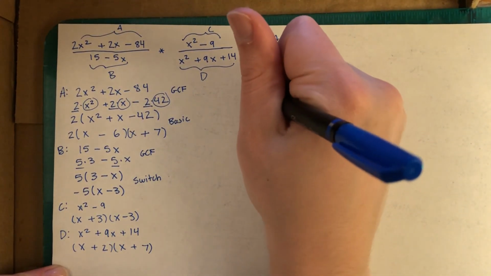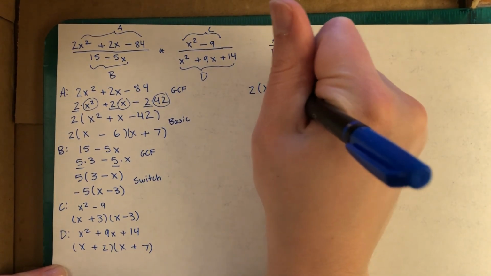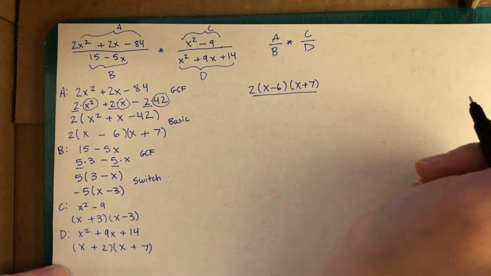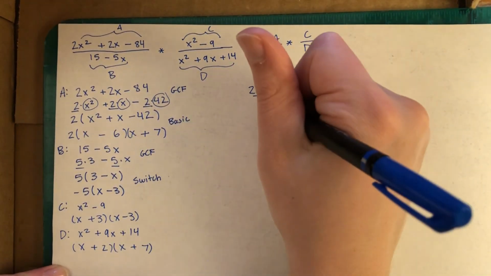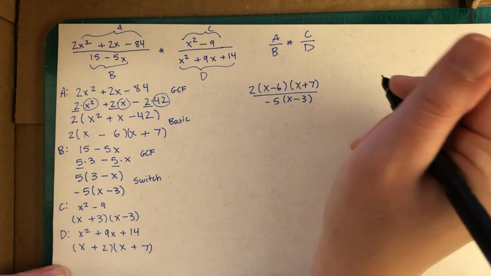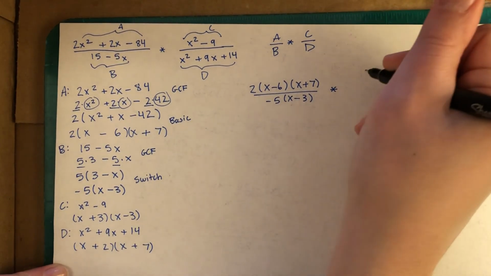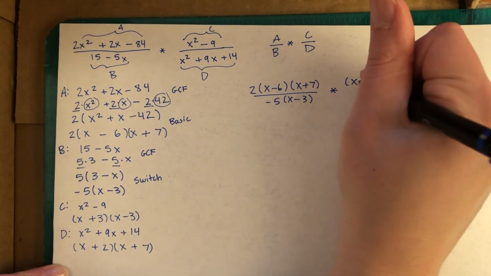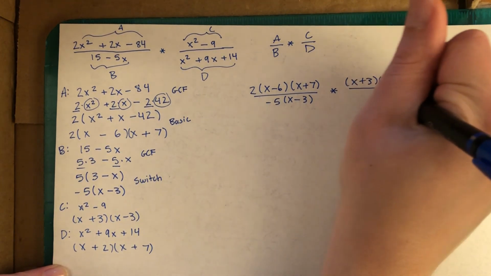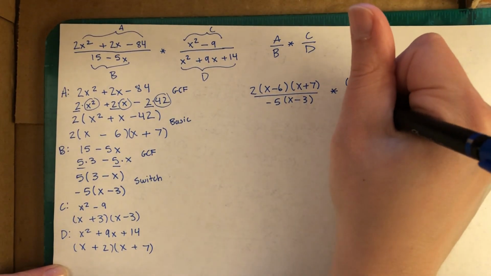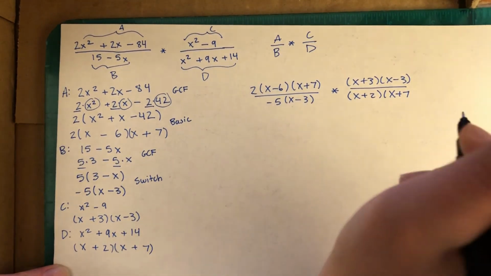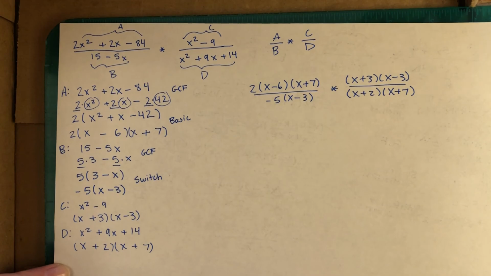So I'm going to write 2 times x minus 6 times x plus 7, over negative 5 times x minus 3, times x plus 3 times x minus 3, over x plus 2 times x plus 7. Great.